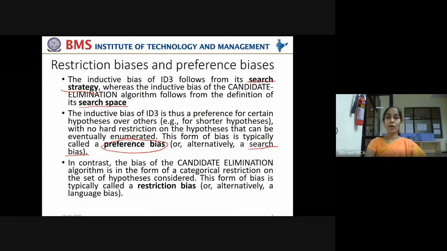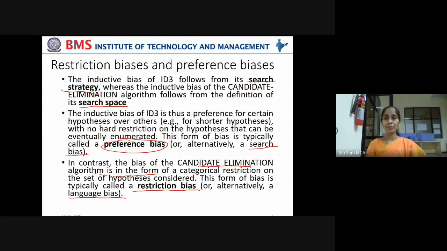Got it? Now, in contrast, let us see the other algorithm. The bias of the candidate elimination algorithm is in the form of a categorical restriction on the set of hypotheses considered. There is a restriction on the hypothesis being considered. If the hypothesis is not consistent with the training examples, remove it. It is not fit to be in the hypothesis space. This form of bias is typically called restriction bias, or simply we can call it language bias.